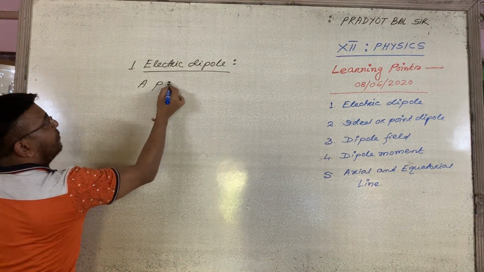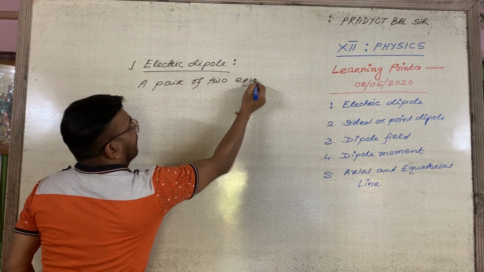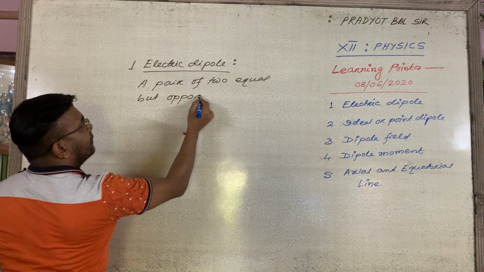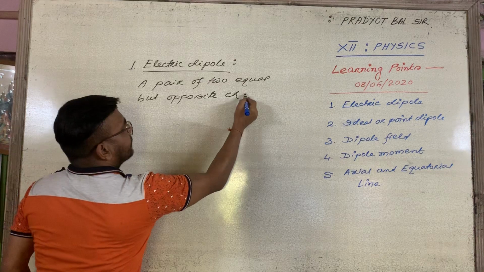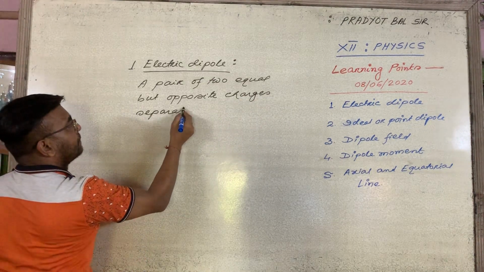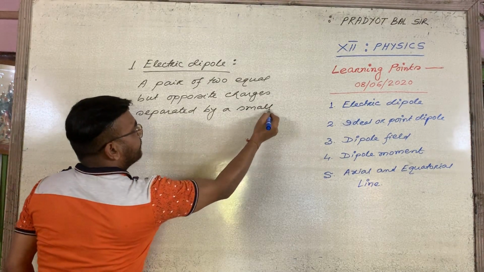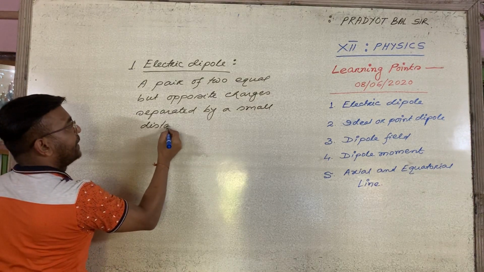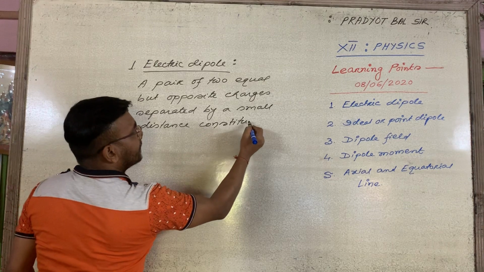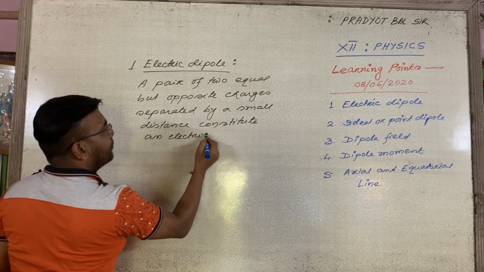A pair of two equal but opposite charges separated by a small distance constitute an electric dipole.